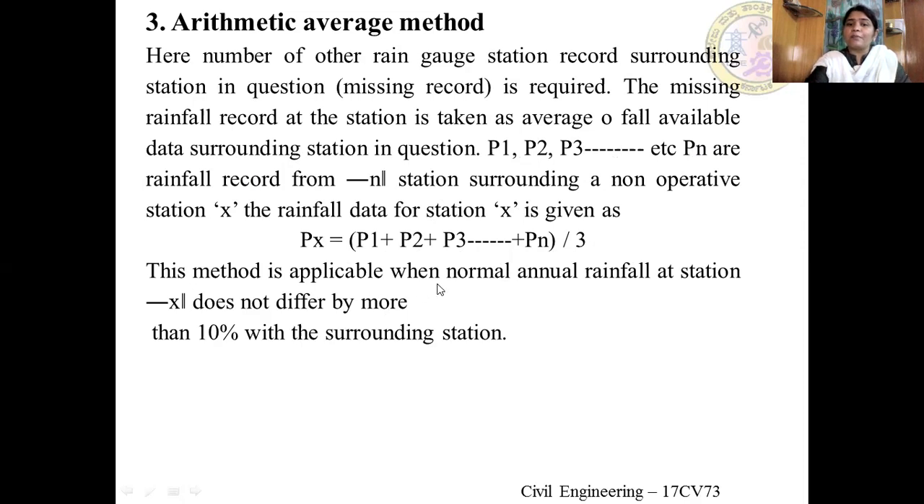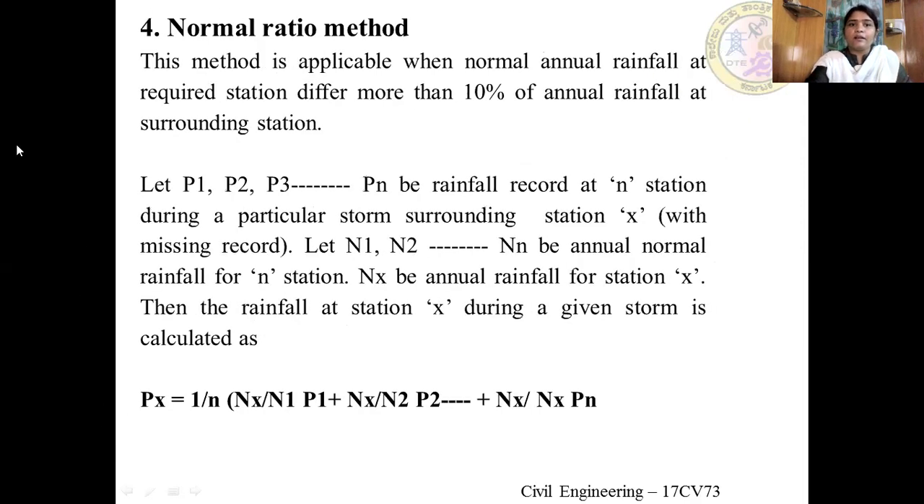So this method is applicable when normal annual rainfall at various stations up till X does not differ by more than 10% from the surrounding stations. Then we can go in for this average determination by arithmetic mean method. And the last method, or the important method, which is there for your syllabus, is the normal ratio method.